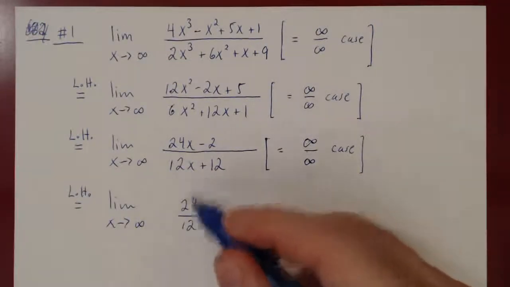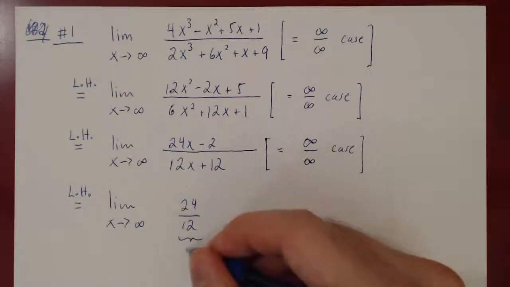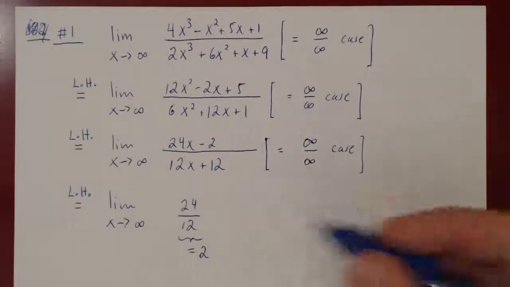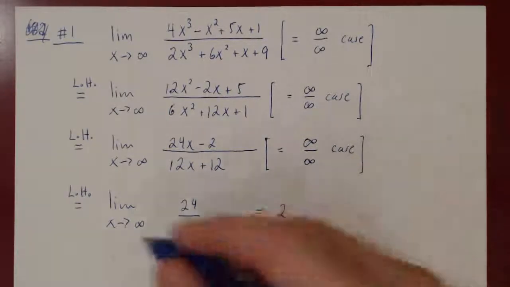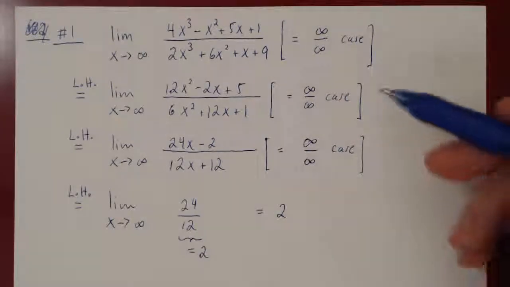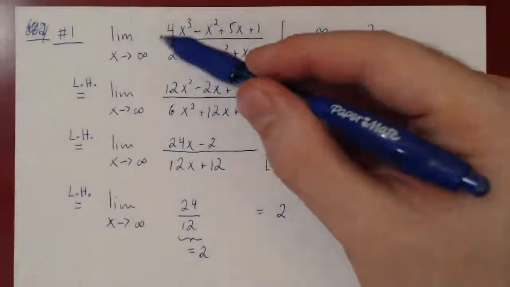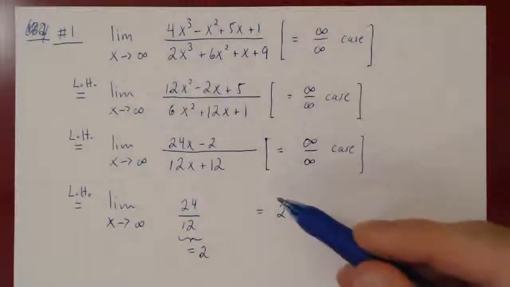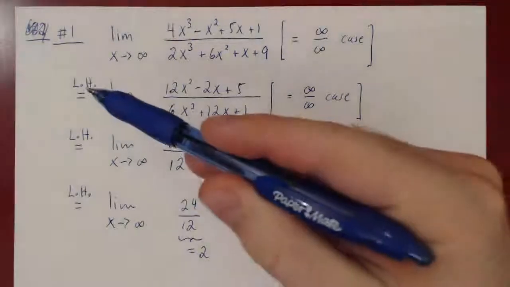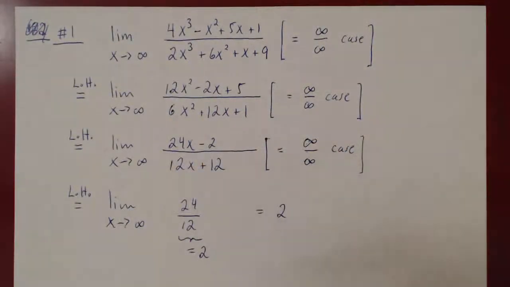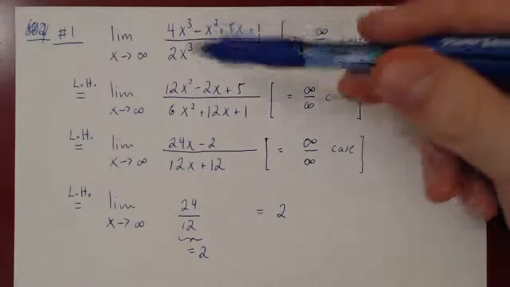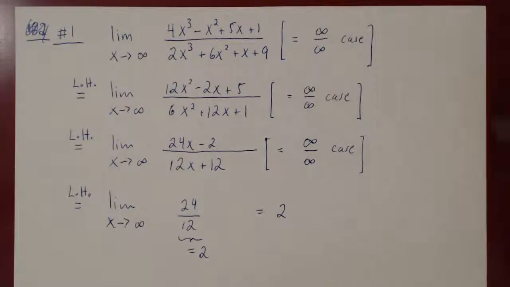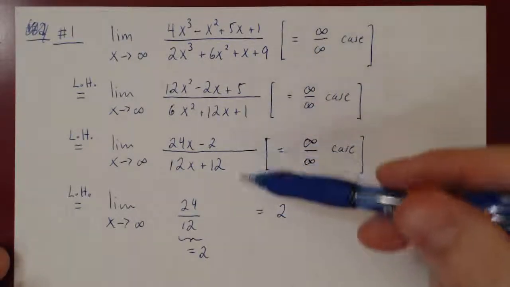And now we are asking what happens to 24 over 12, which we know is 2. As x goes to infinity, 2 is always 2. So the answer is simply 2. So if we go back, the original limit of this ratio of two polynomials as x goes to infinity is equal to 2. And it took us 3 applications of L'Hopital's rule. Let's go back now and solve this problem without using L'Hopital's rule and show that it really just takes one line and not all of this work.